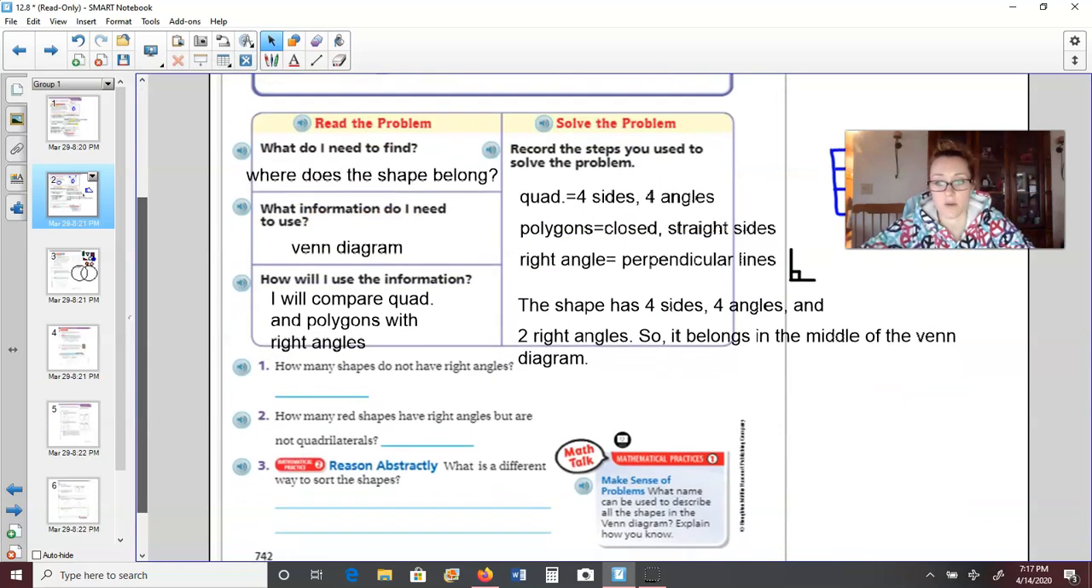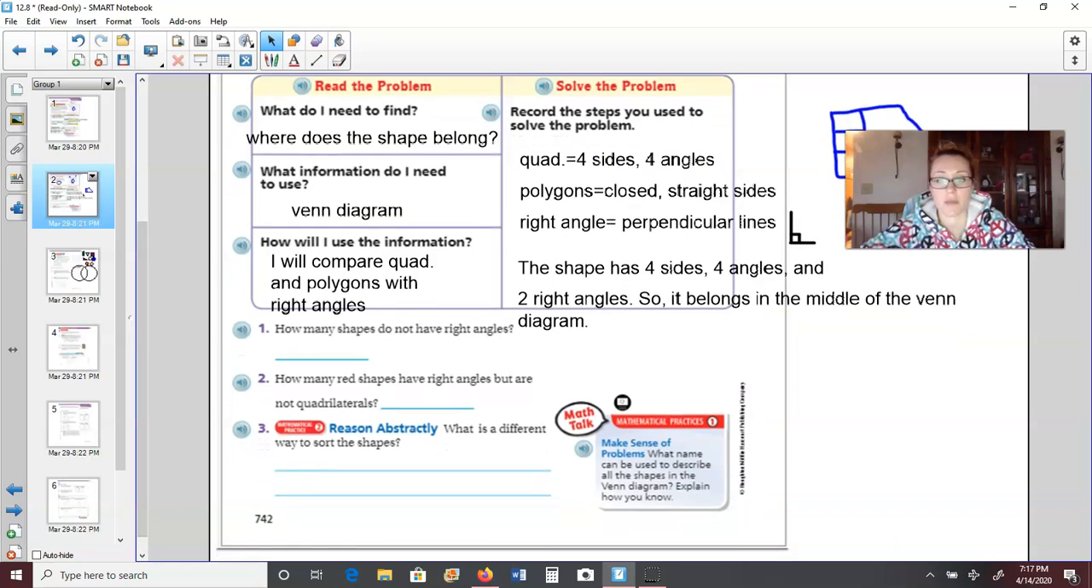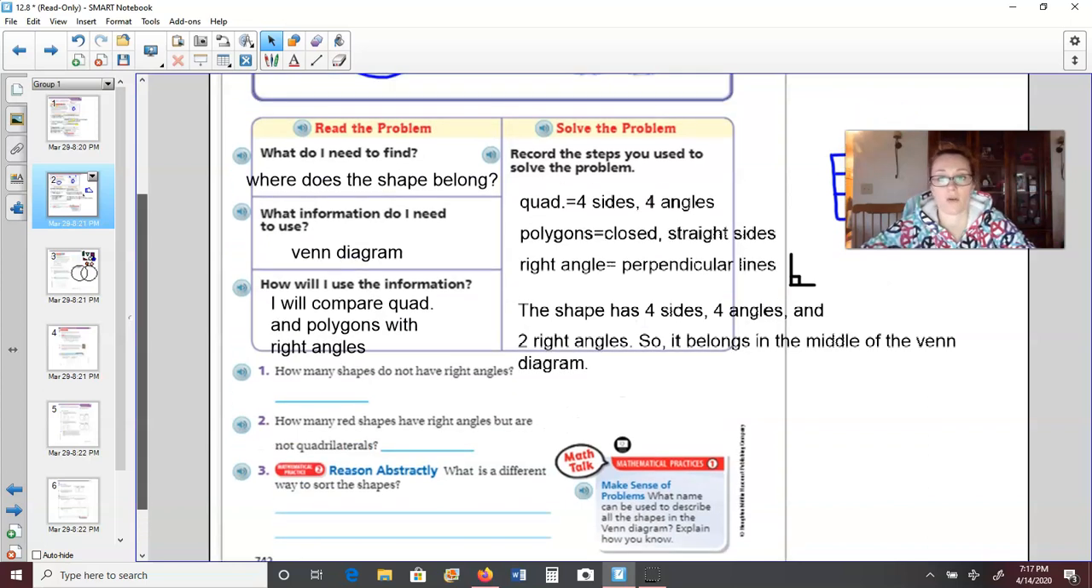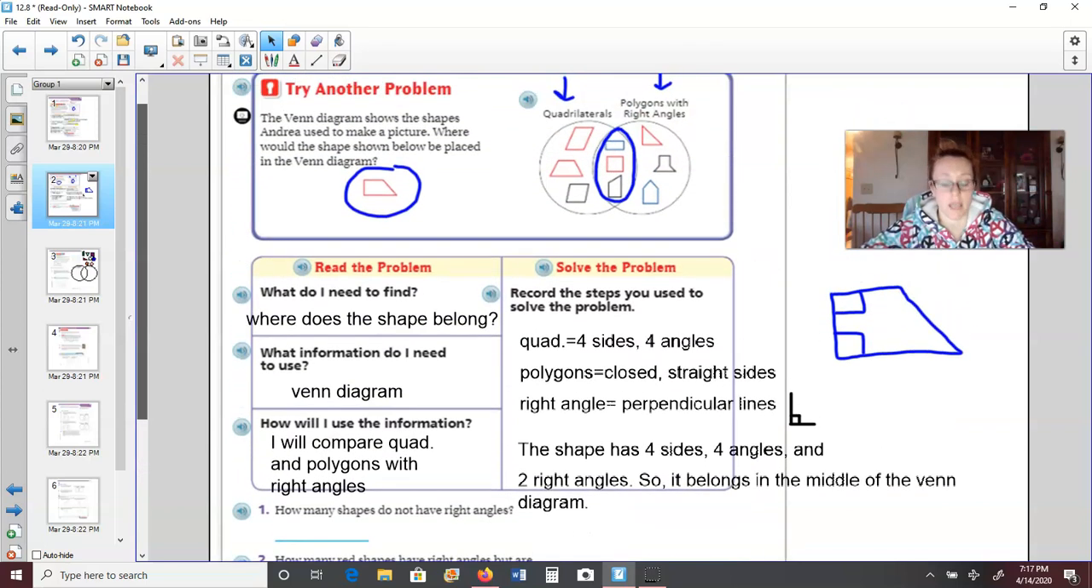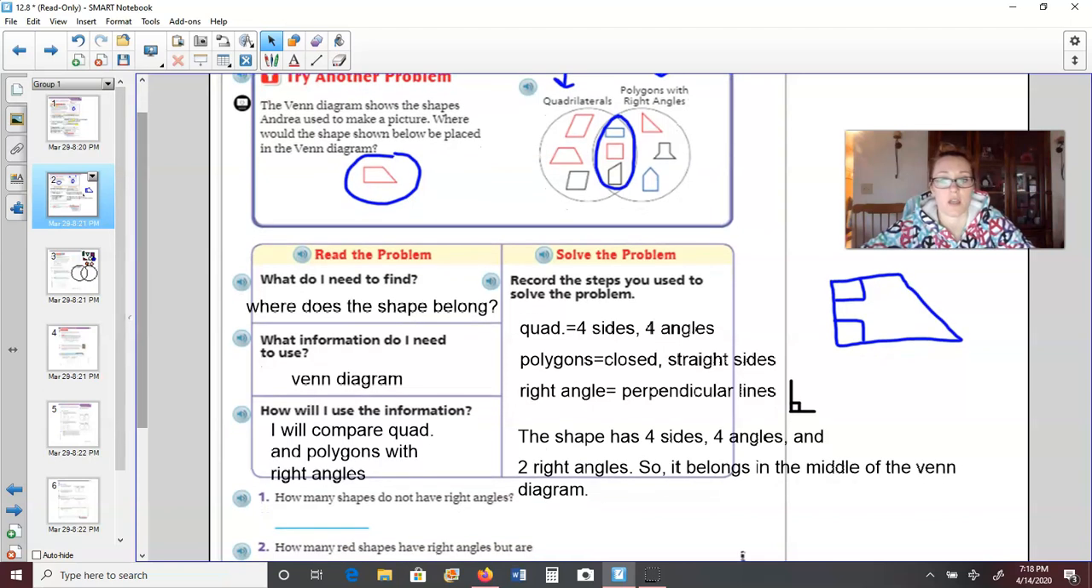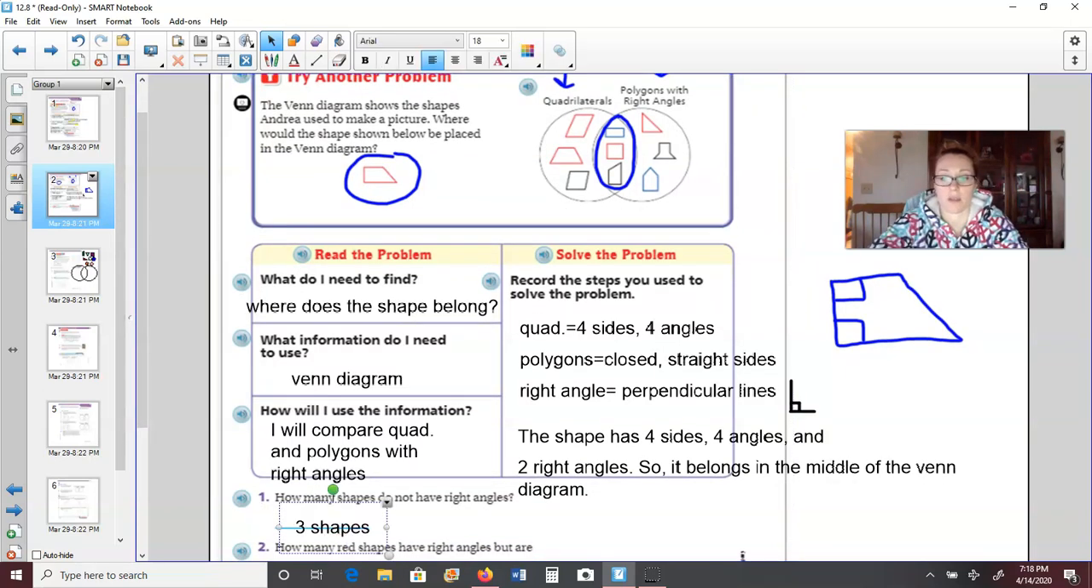So guys, let's go to our questions down here. How many shapes do not have right angles? So when we go back up to our Venn diagram and we look, how many shapes out of all of the ones in our Venn diagram do not have right angles? So simply put, how many shapes are just in the quadrilateral section? And that would be 3. The 3 shapes on the left-hand side of the Venn diagram are quadrilaterals, but they do not have right angles.